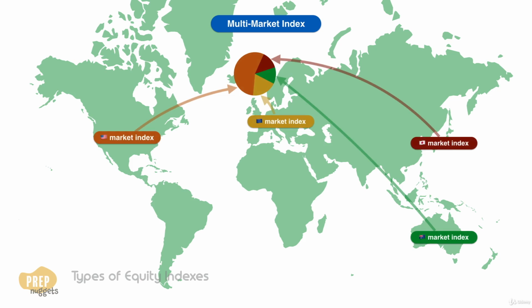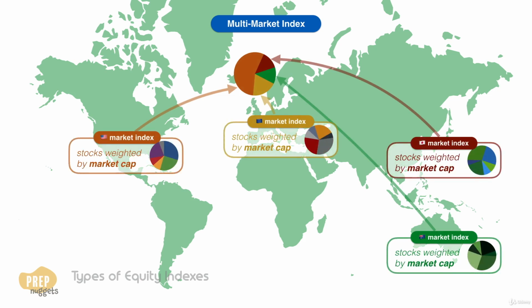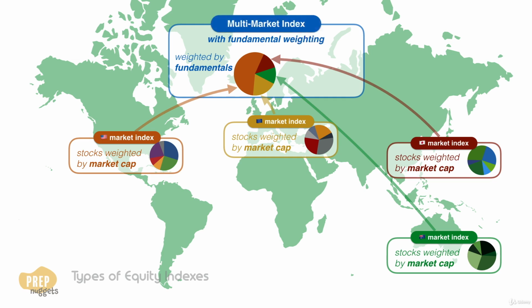Index providers weight the stocks within each country by market capitalization and then weight each country in the overall index based on some fundamental metric. Such is known as a multi-market index with fundamental weighting. For example, the country weights can be decided based on the proportion of GDP out of the total GDP of all countries in the index. Such a weighting scheme can prevent a country with previously high stock returns from being overweighted.